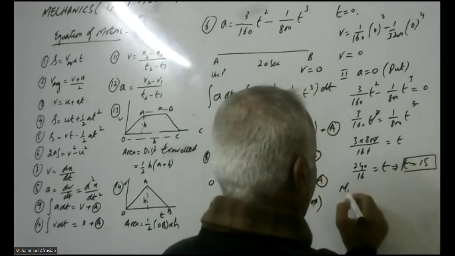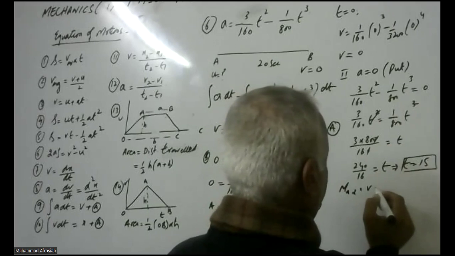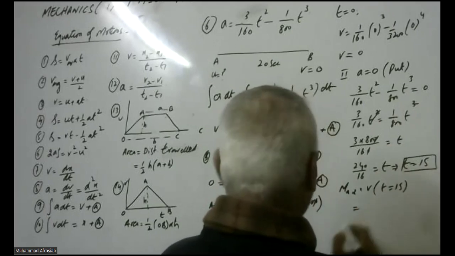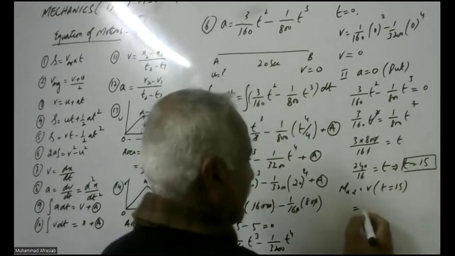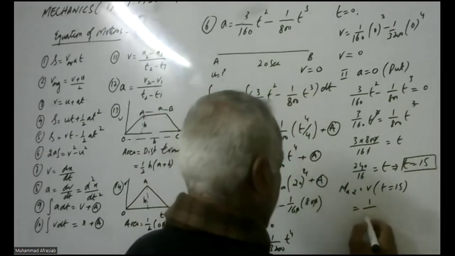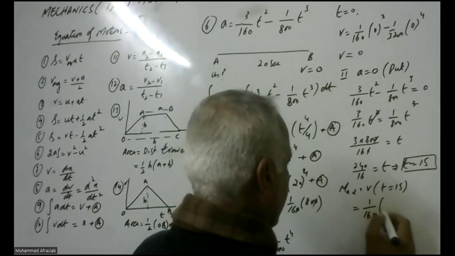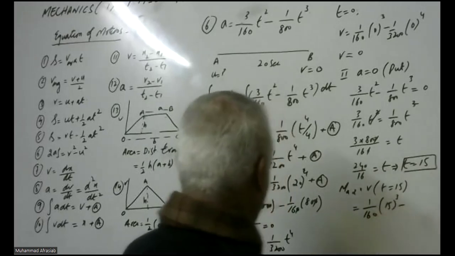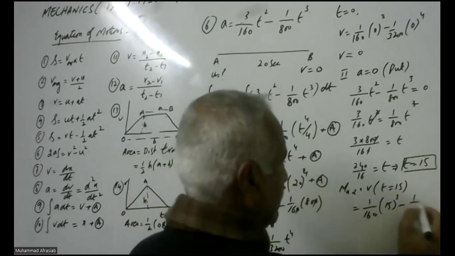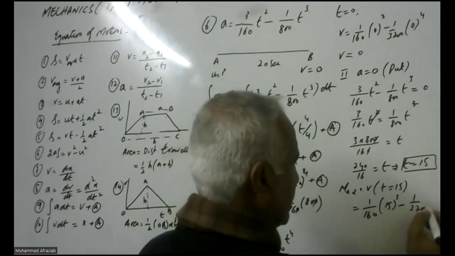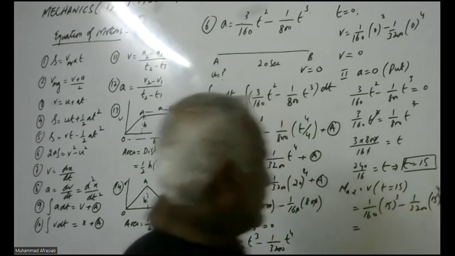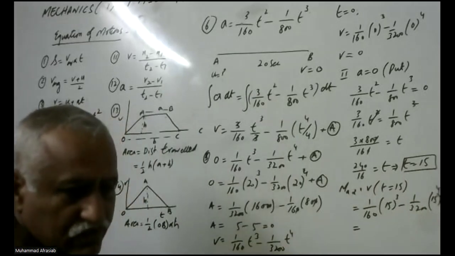So the maximum velocity at t equal to 15 will be equal to 1 over 160 times 15 cubed minus 1 over 3200 times 15 to the power 4. And that value is being calculated.